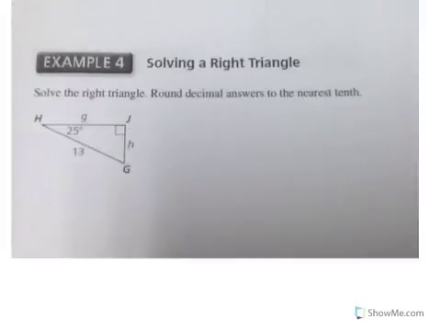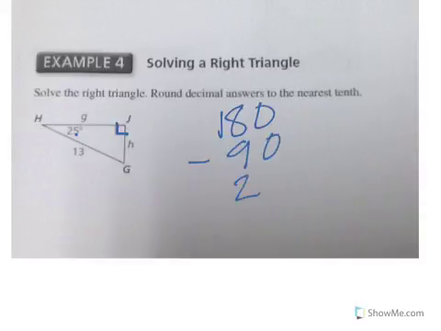Okay, we're going to solve this right triangle. We know that we're finding the measures of all of our angles and all of our sides. If we look at this, we have one angle that is 90 degrees and another angle that is 25 degrees. So we can subtract those from our total of 180 to find the measure of that other angle. The measure of angle G would be 65 degrees.